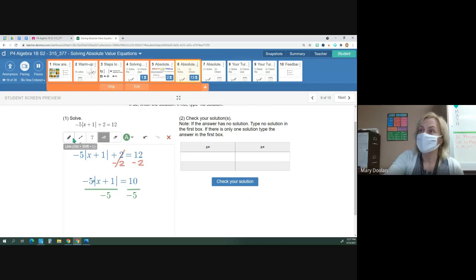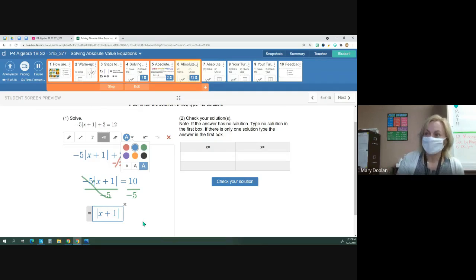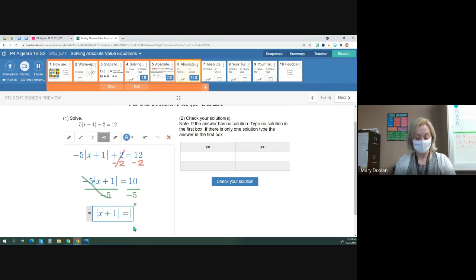All right, so -5 divided by -5, that's 1. Those cancel out. And I'm just left with the absolute value of x plus 1, and that's equal to 10 divided by -5, which is a positive and a negative. When you multiply or divide, that gives you back a negative. 10 divided by 5 is 2, so -2.